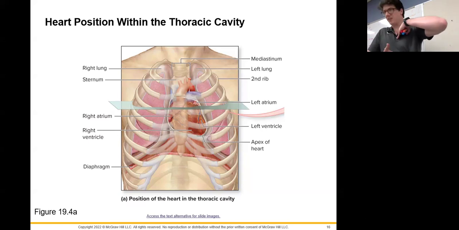So that's basically going to give you the size of your heart. As you can imagine, someone that is larger is likely going to have a larger heart by comparison. Okay.